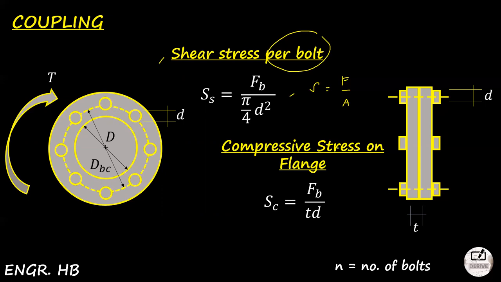And syempre, kung may shear stress, meron ding compressive stress or bearing stress on the flange. And that was force over area again. SC is equal to FB or individual load per bolt divided by thickness times diameter. Kaya meron tayong thickness na involved dito. So parang bearing stress lang siya, no, way back on the first chapter. Kaya ginamit si thickness ng flange. So of course, kung may shear stress, meron ding compressive or bearing stress.